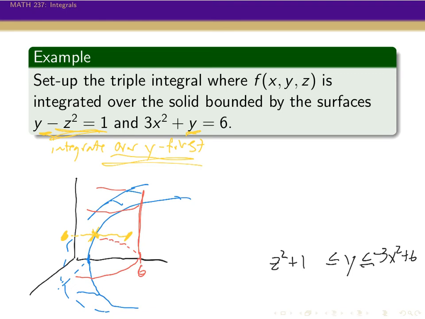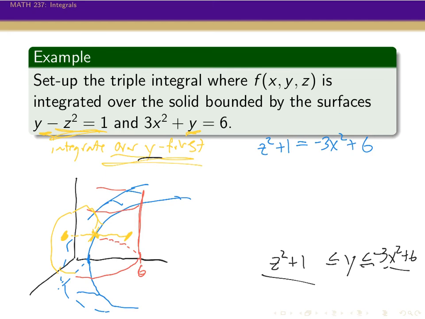Okay, so since we're integrating in terms of y first, we're allowed to have x's and z's in our bounds. Now we have to figure out what this region of the intersection is happening over on the xz plane. I'm going to use the same trick as before, except now we're going to solve both of these for y, which we've already done, and set them equal to each other. So now we've got z squared plus 1 is equal to minus 3x squared plus 6.